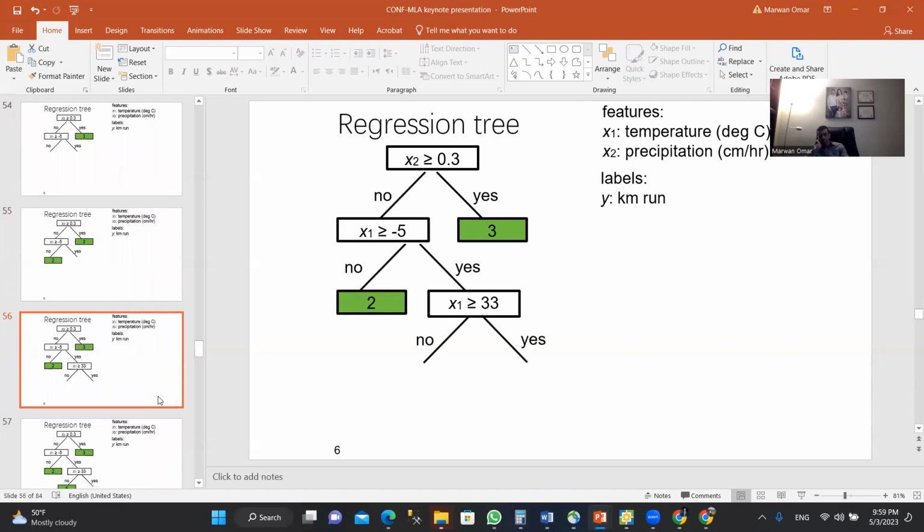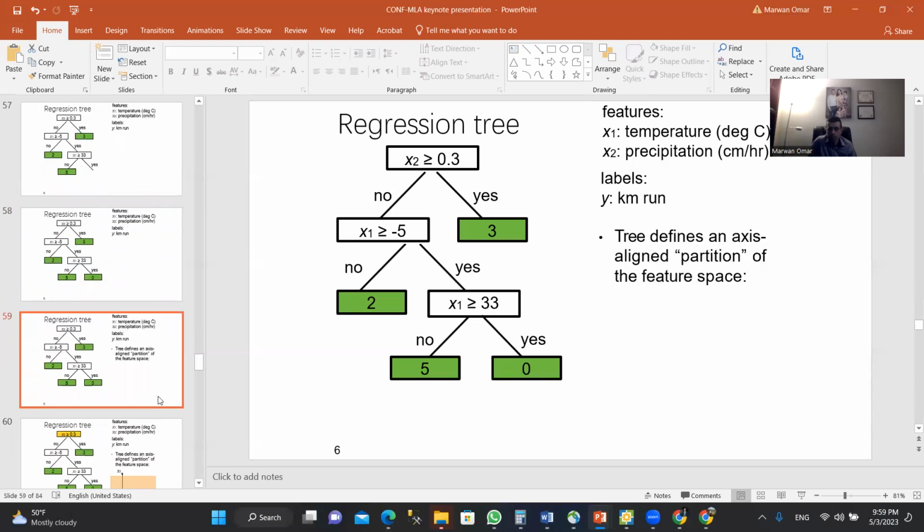If the answer is yes, then we'll ask another question: is X1, is the temperature, greater than or equal to 33? If the answer is no, then that means most likely it was warm enough. So that person might decide to run for 5 kilometers. If the answer is yes, then that person may not run for anything. So the label is 0. That means that person will run for 0 kilometers. So they will not even run.